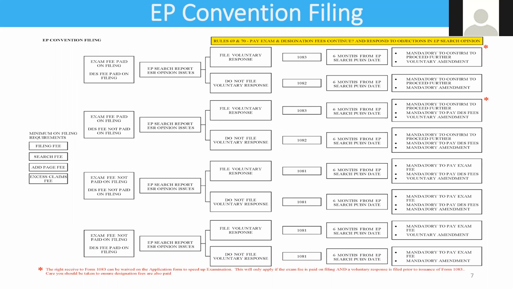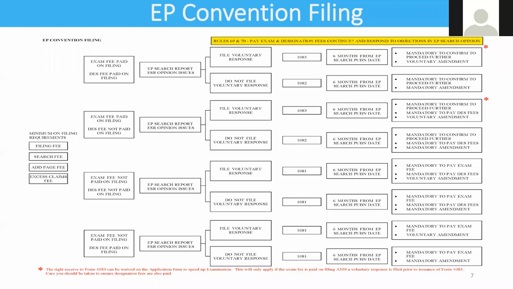All 4 of these scenarios trigger a 6-month deadline to be docketed from the search report publication date. Publication of the search report, not the publication of the application. And note that in this case, no 10-day rule applies. Also, the deadline is calculated from the publication date itself, not the mailing date of that form 1082, 1081, 1083. It's calculated from the actual date of publication, and we'll get into that more in detail as we go through our slides.